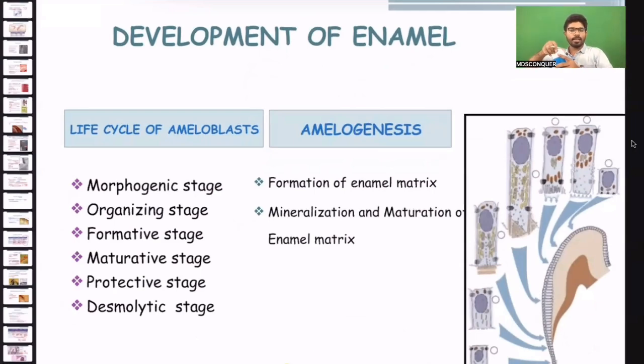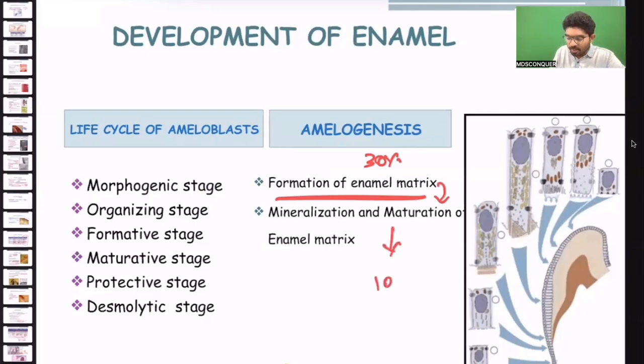Yeah, okay, very good. The next topic is the life cycle. The life cycle and development of enamel, how it's going to occur. We know that in the formation of the enamel matrix, the enamel has 30% of minerals in it. Then after, what is going to happen? Mineralization and maturation will occur. The 30% will be converted to 100% of minerals.